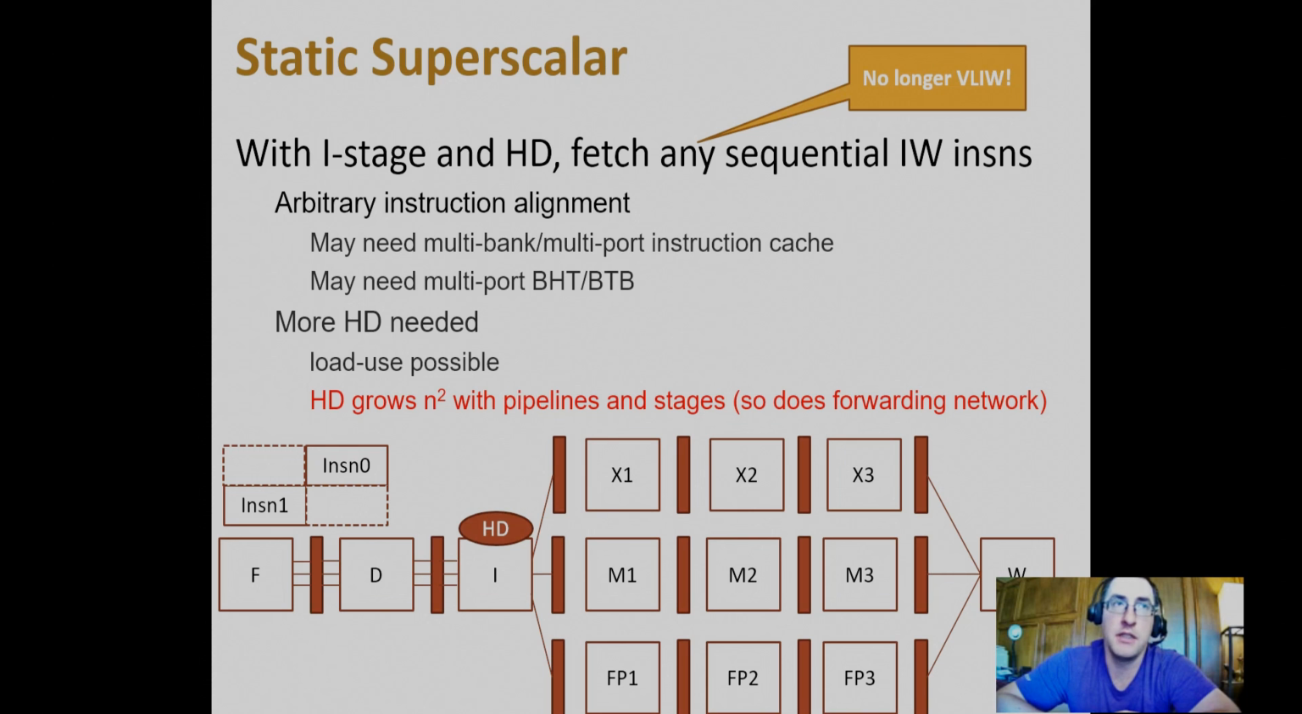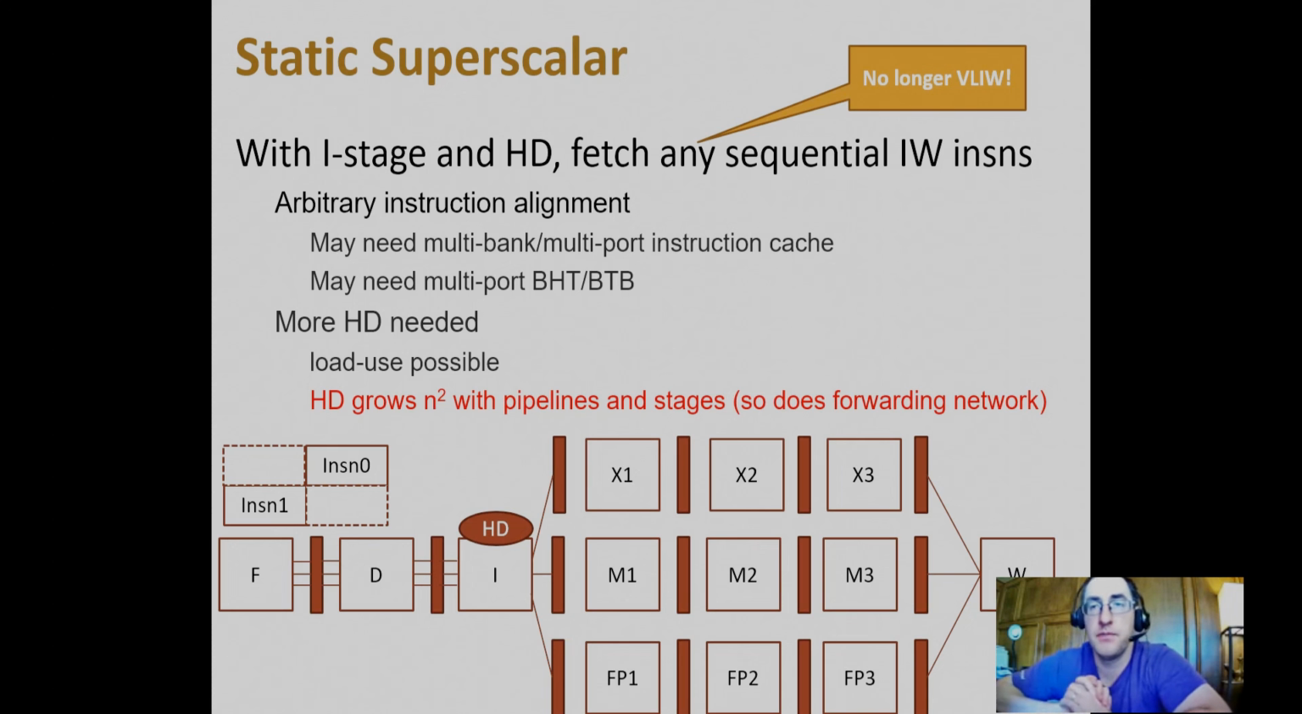And we need a lot more hazard detection logic than we needed in the RISC pipeline. Like I was talking about before, the hazard detection logic grows in the square of the width, and the length of the pipeline, so the number of stages. And the forwarding network also grows in that dimension as well.